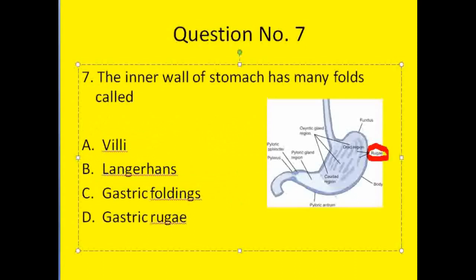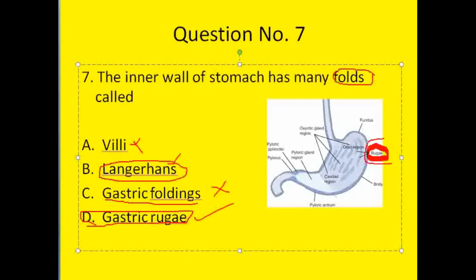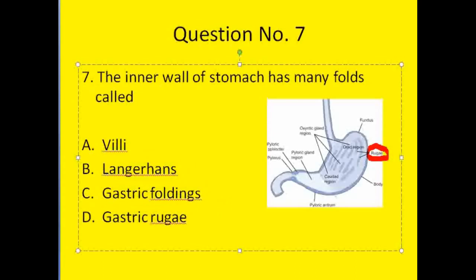Question number 7. The inner wall of the stomach has many folds called villi. Villi are present only in the small intestine. Langerhans, when you take it, means the pancreas. Langerhans are parts of the pancreas. And gastric folding is also wrong, since the question itself gives folds. The last one, D, gastric rugae, is the correct answer for this question. And in the diagram also it is shown. So the inner wall of the stomach has many folds called the gastric rugae.